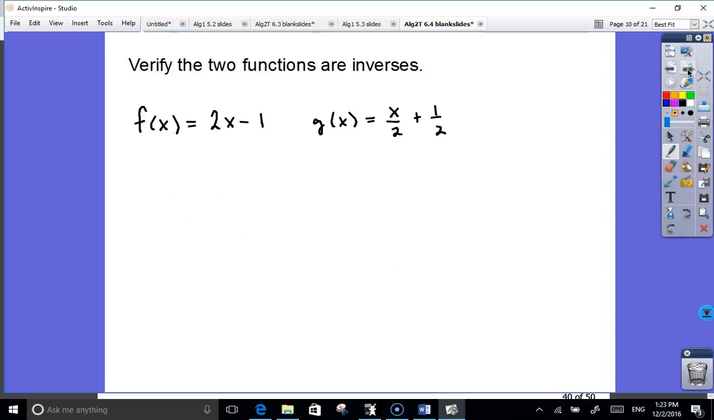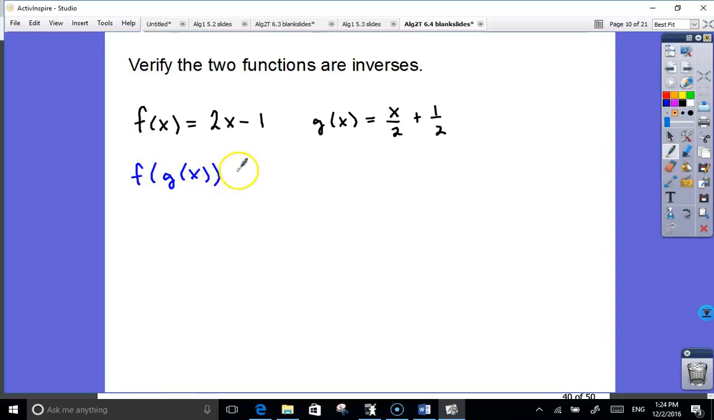Okay, so the next thing, this is an SOL. Verify the two functions are inverses. If they're inverses, then we should be able to take the compositions f of g of x and g of f of x, and they should cancel each other, and all you have left is x. So I'll do this one, and then there'll be a you try. So f of g of x.